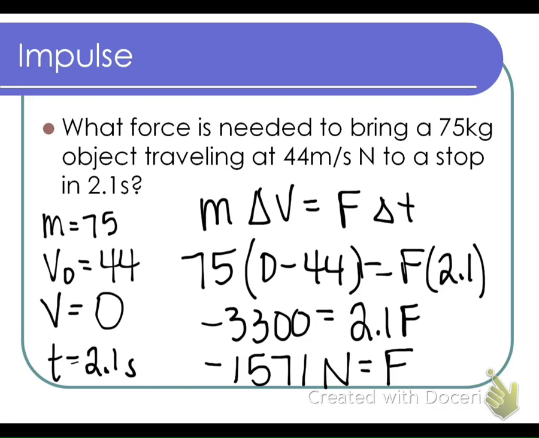So tell me what it means that our force is negative. It's like going against what the weight was. Yeah, it's opposing the motion. So this object's trying to move, and this force is making it slow down. So it's opposing that motion, which is why it's negative.